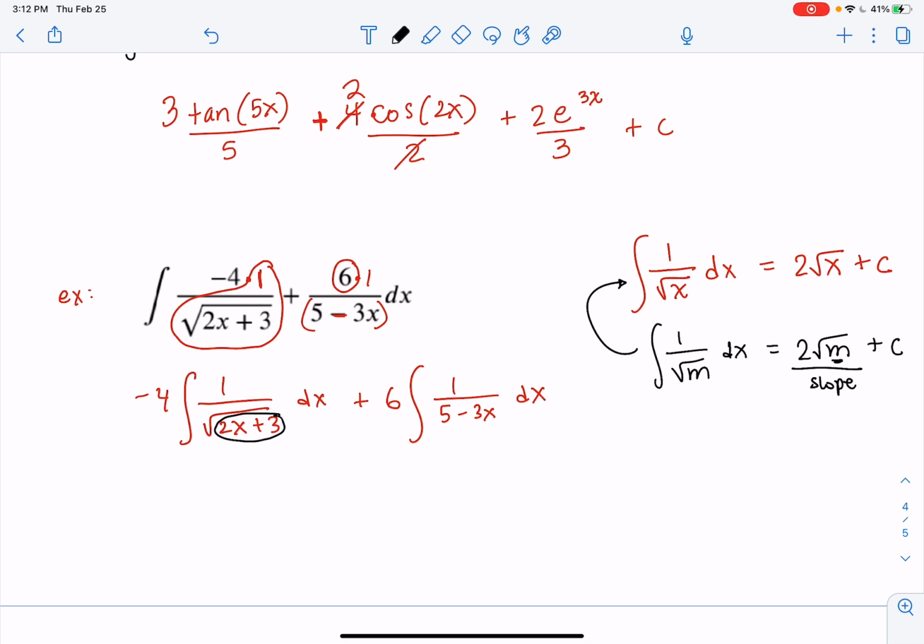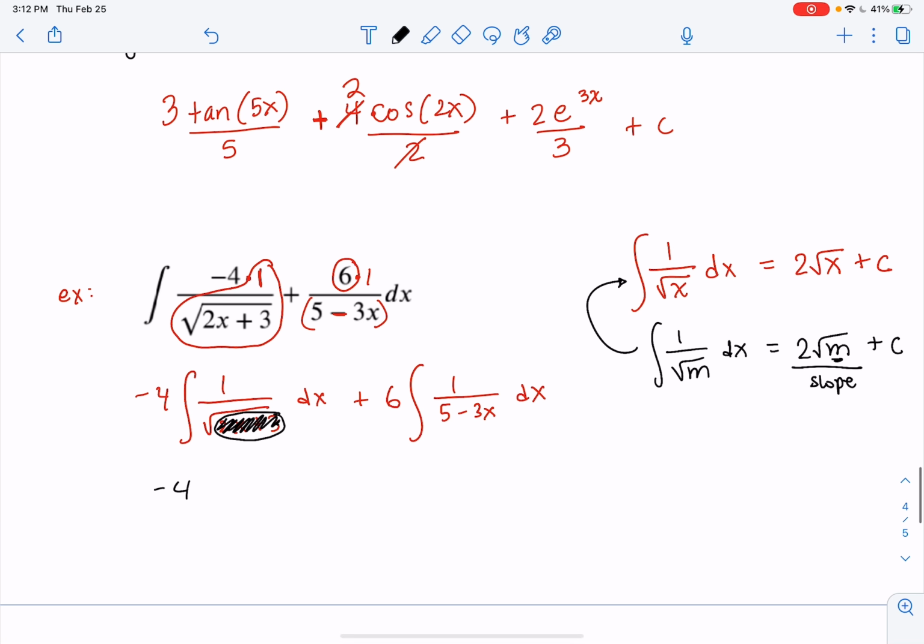So if you could just for a second, again, ignore that it says 2x plus 3, just plug in the letter m or even the letter x. That leaves us with the -4, and the integral of 1 over root something is 2 root of that something. So I'm going to leave it blank for now. But I want to divide by the slope because this is a linear expression. So we'll divide by the slope, which is 2. Now that inside is going to stay unchanged, as we do with the chain rule.